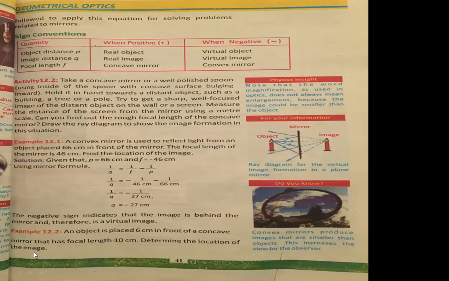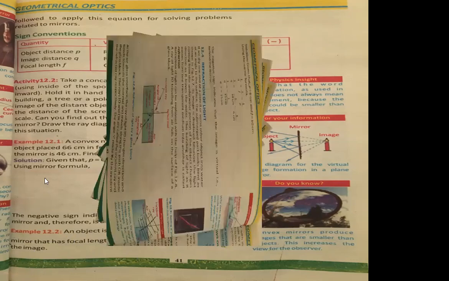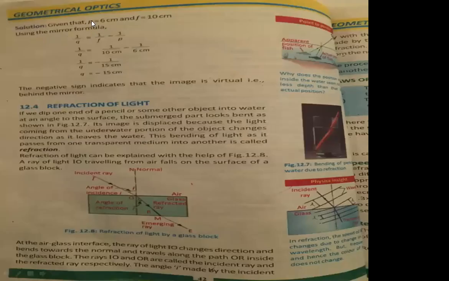Determine the location of the image. So we need to find Q again. Given data: P is 6 centimeters, F is 10 centimeters. I will use the same formula and arrange it: 1 over Q is equal to 1 over F minus 1 over P. The focal length is 10 centimeters, P is 6 centimeters. If you take the LCM, your image will be minus 15 centimeters.